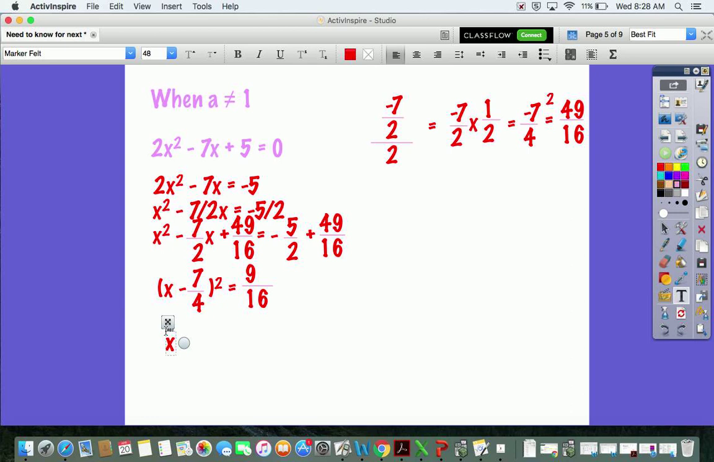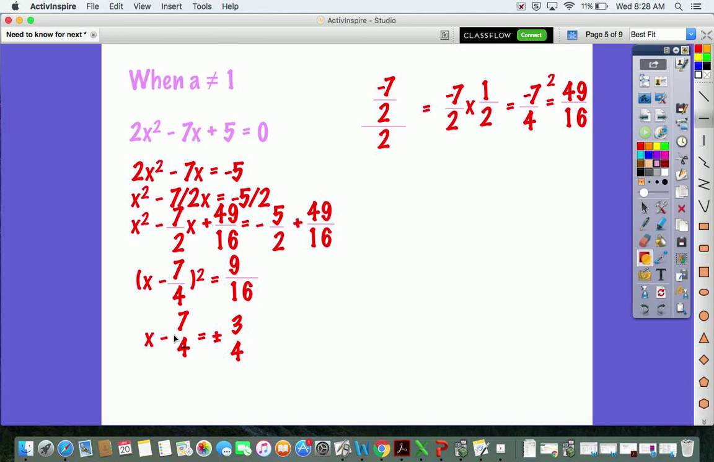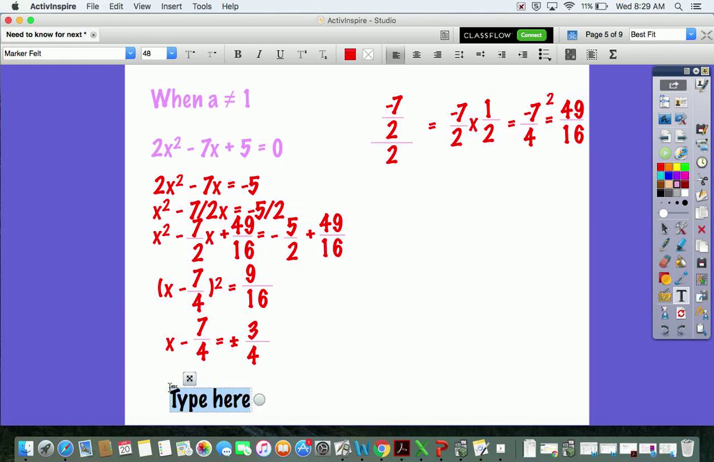So then we take the square root of both sides. And that's going to give us a plus or minus. When you take the square root of a fraction, you take the square root of the top and the bottom. Luckily enough, those are perfect squares. So that's going to give us a 3/4. And then we're going to add a 7/4 to the other side. Now when we add 7/4 to the other side, we're going to get 10/4, which simplifies down to 5/2, excuse me.